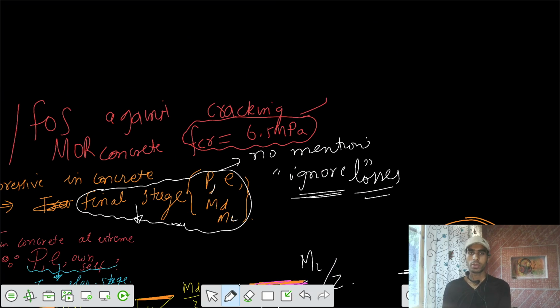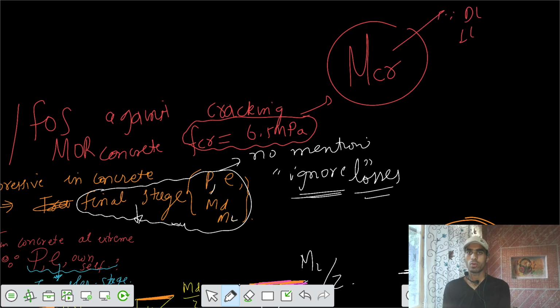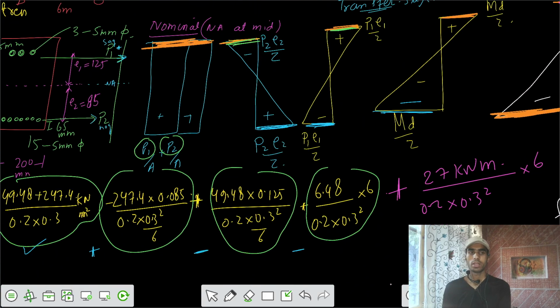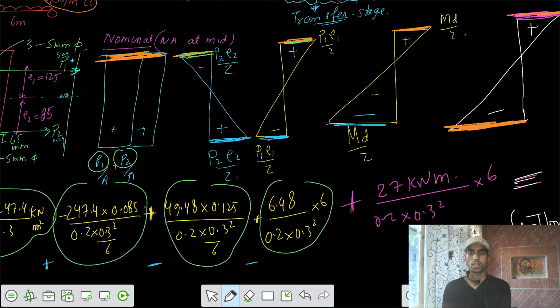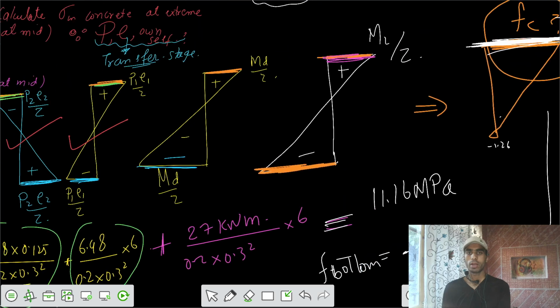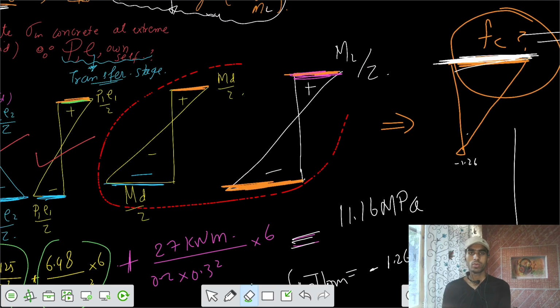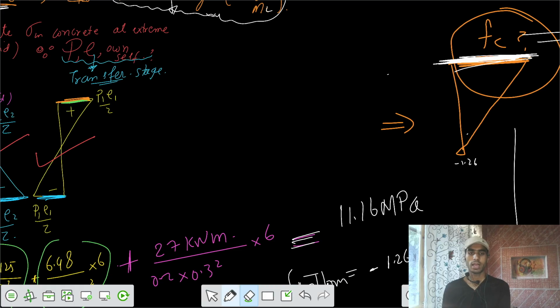So for this value of 6.5 megapascals, I had to calculate the factor of safety. That means I had to calculate a particular value of cracking moment, because of the dead load and because of the live load. So that value of MCR I had to calculate such that the stress at the bottom fiber is equal to FCR. So let's calculate that MCR. The value of P is going to remain the same, but we have to remove these two and make one single diagram for that.